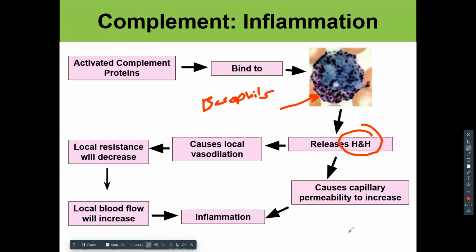Histamine and heparin are both going to increase capillary permeability and increase local arteriolar vasodilation, which decreases resistance, which increases blood flow. And with more blood flow and more capillary permeability, we're going to get inflammation. And inflammation is the first step in the healing and the protective process. So don't think of inflammation as a bad thing here.